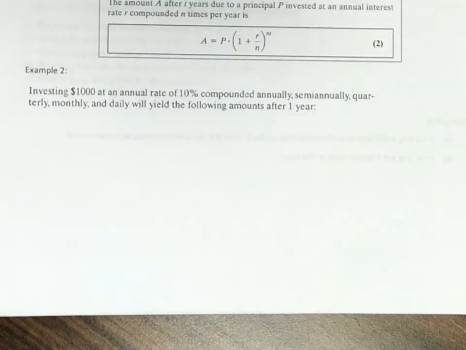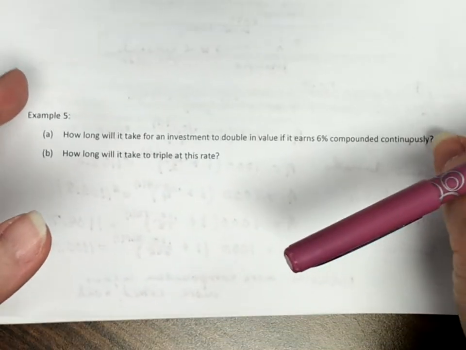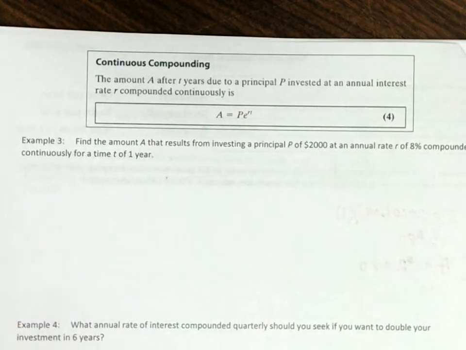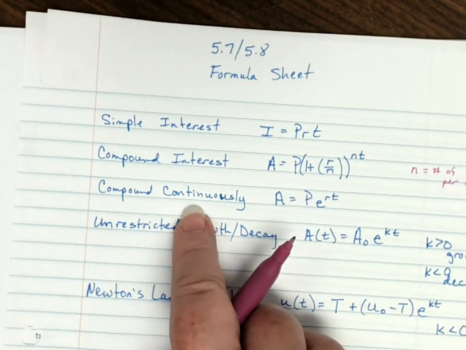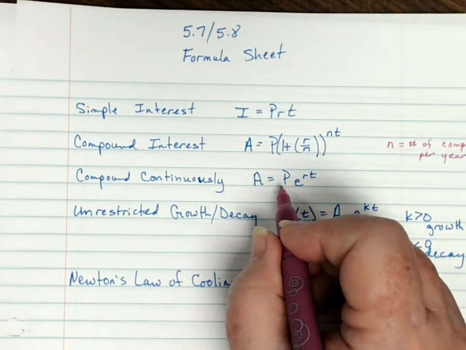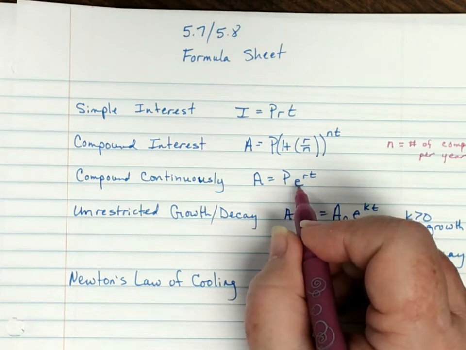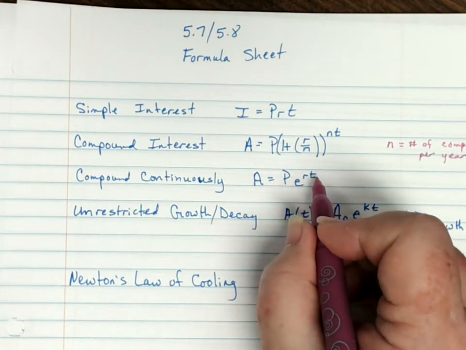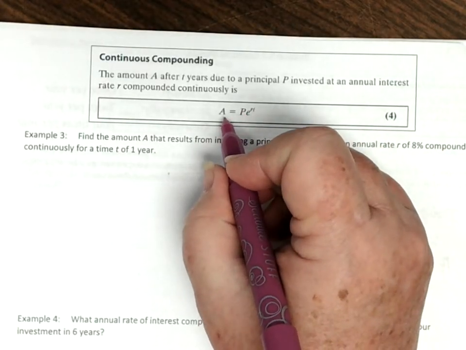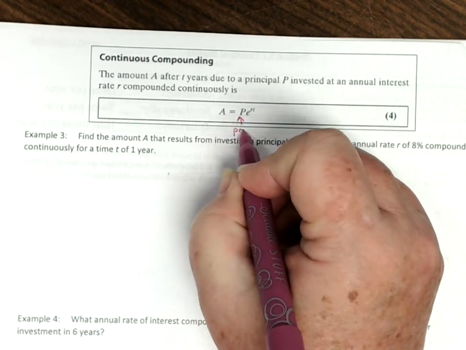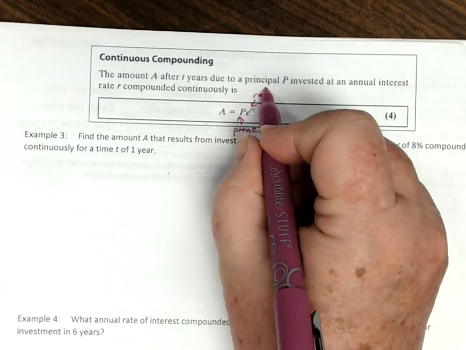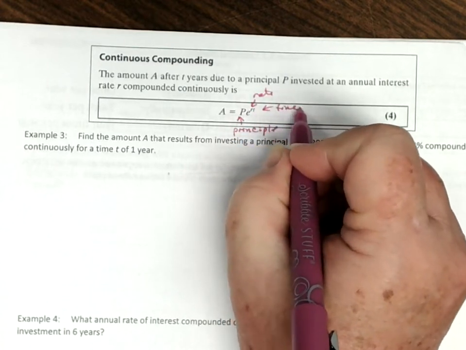So let's take a look at one more problem here where we have compounding continuously. Remember I said that we had another formula that was compounding continuously. So let's take a look at what that means. A is the amount we're going to have at the end. P is our principal. E is the natural number E. R is the rate, and T is time. So we notice here we've got the amount we're going to have at the end, the principal, that's what we invested, E is the natural number E, R is the rate, and T is the time.